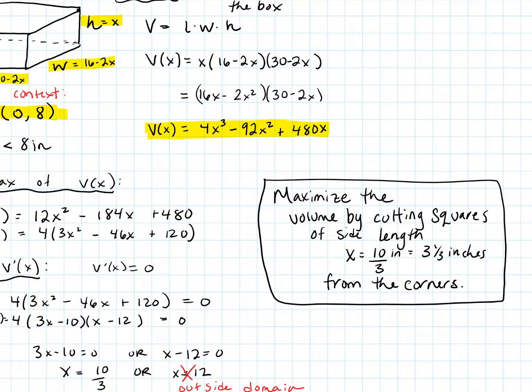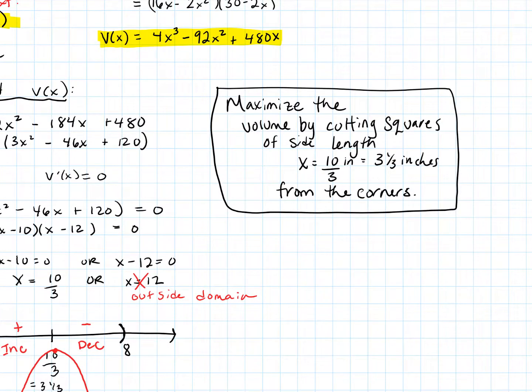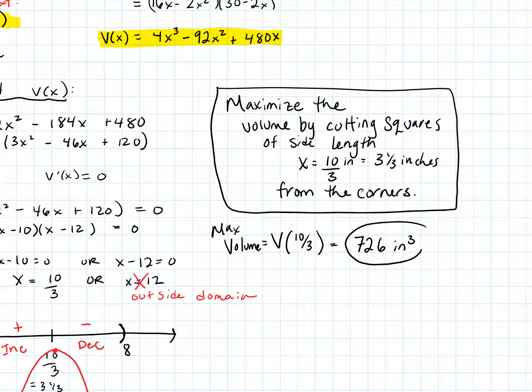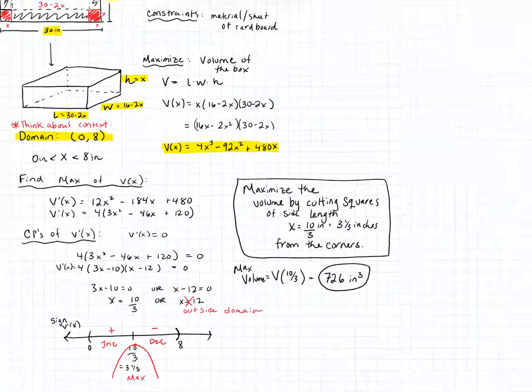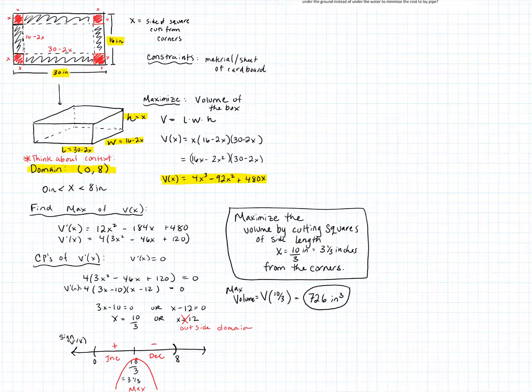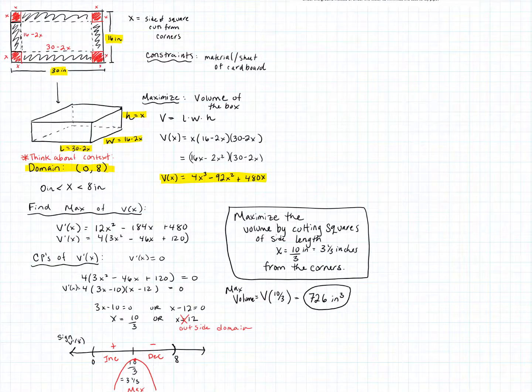Now, what would that maximum volume be? Well, we could figure that out if we wanted to just plug it back into the function. So what is that max volume that we could create? We'll plug 10/3 into our volume equation, and I will do that and approximate it. We can get approximately a maximum of 726 inches cubed by creating a box this way out of a piece of cardboard that's 16 by 30 inches. And there's another example. Again, a nice example where the actual context gives us a restriction that we do have to consider and think about.